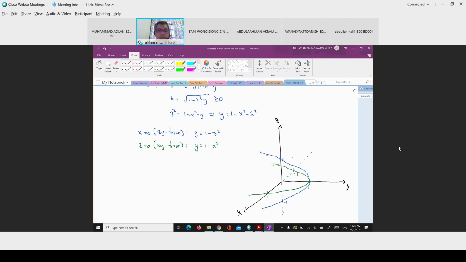When we use a red color, when y is 0, then we have the xz trace, right? Then we have 0 equal to 1 minus x squared minus y squared, which is x squared plus y squared equal to 1. So when y is 0, this is z. So we have x squared plus z squared equal to 1. It is a circle, right? It is a circle here. Something like this.